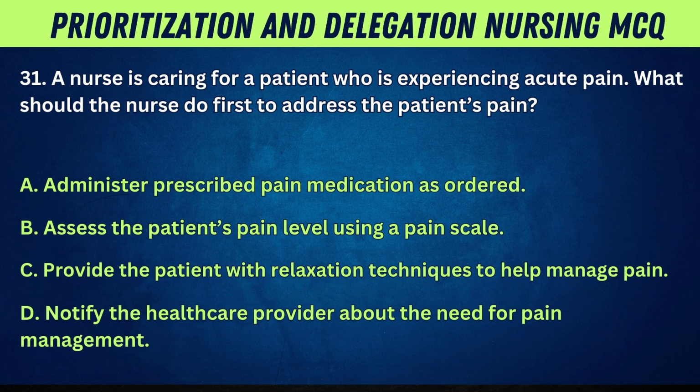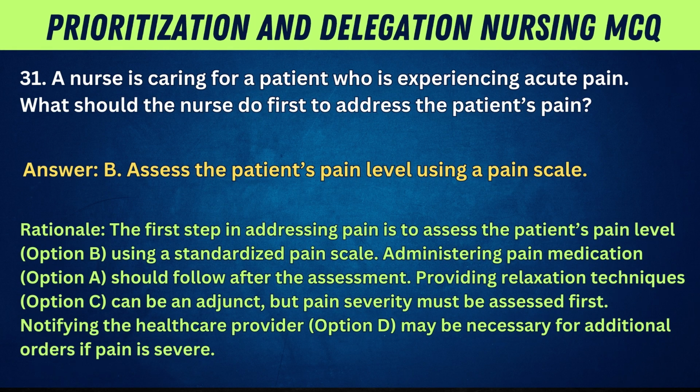31. A nurse is caring for a patient who is experiencing acute pain. What should the nurse do first to address the patient's pain? A. Administer prescribed pain medication as ordered. B. Assess the patient's pain level using a pain scale. C. Provide the patient with relaxation techniques to help manage pain. D. Notify the healthcare provider about the need for pain management.